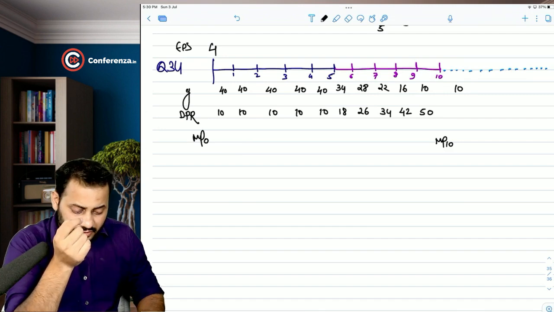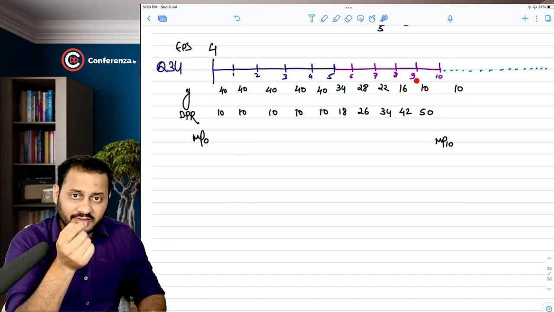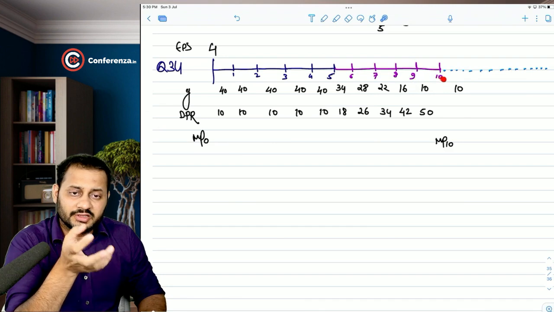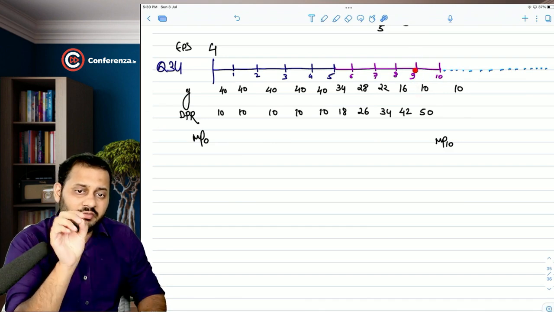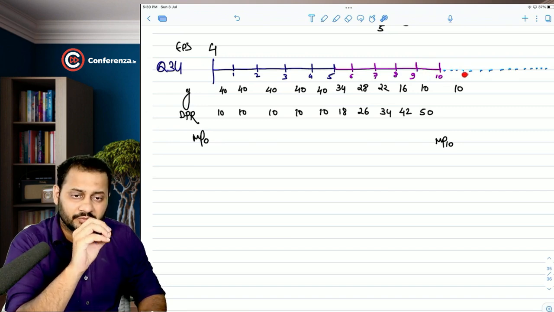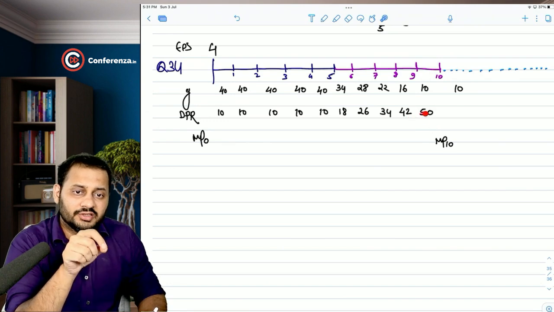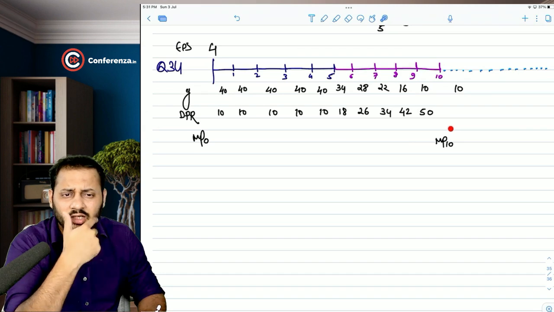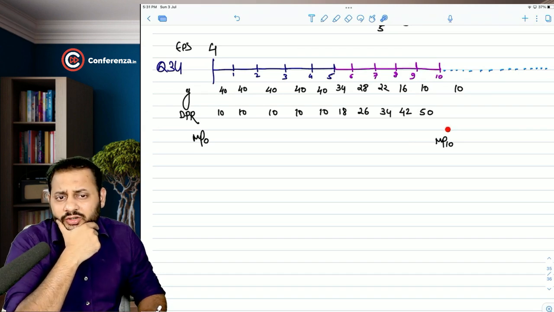In the previous question, what we used to do is take one less year. So if the question says 8 years, we used to calculate 7-year dividends and the 7th year market price, because after the 7th year everything was the same. But in this case, there is a shift from 42 to 50. So we are going to do the calculation for 10 years altogether.